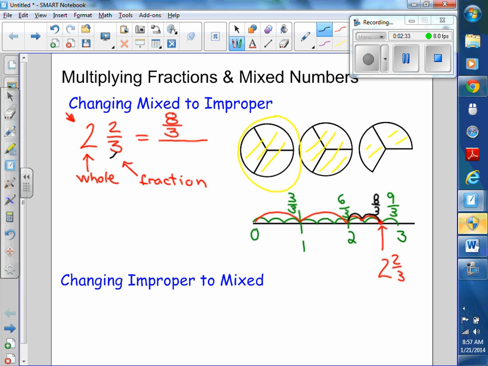3 times 2. I think a lot of you do this. Hopefully this is review. You multiply these, and you get 6, right? And then you do 6 plus this number 2, and that gives you the 8, right? And then you just take the 3 and it stays in the denominator.